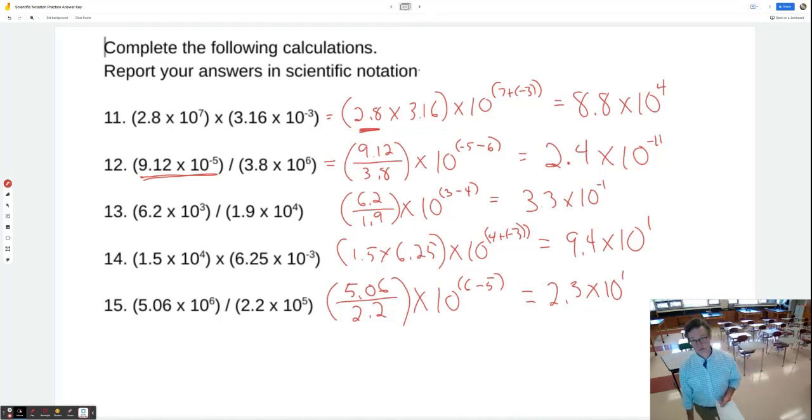So again, these exponents could be 1. We'll see, I think on the next slide, there's some that are 0, and that happens. It is what it is. If it's supposed to be in scientific notation, you have to put the times 10 with the exponent, even if that exponent is 0, which would mean it's times 1.